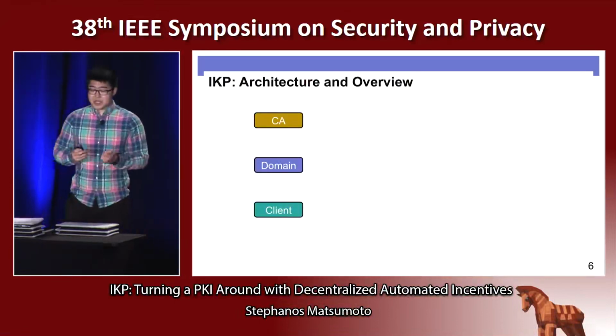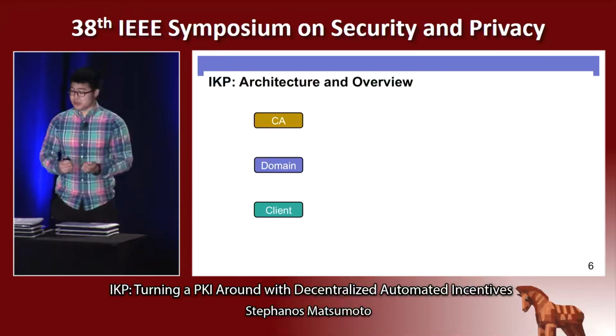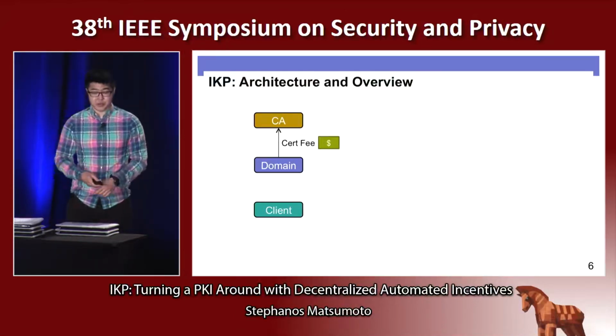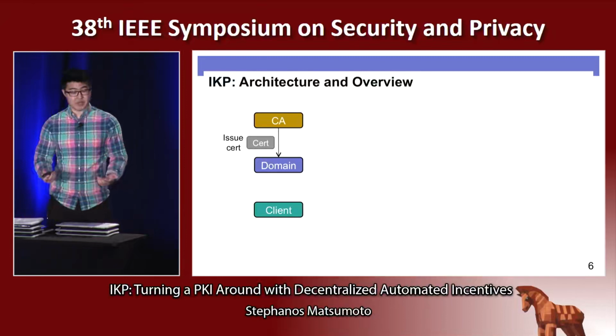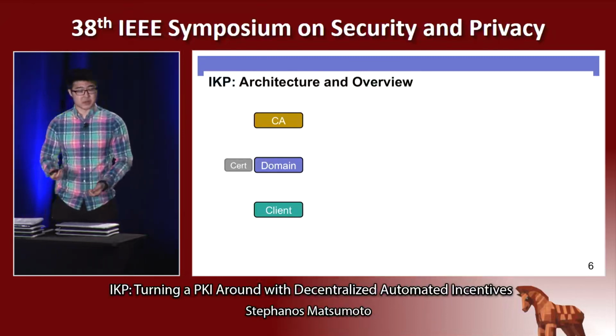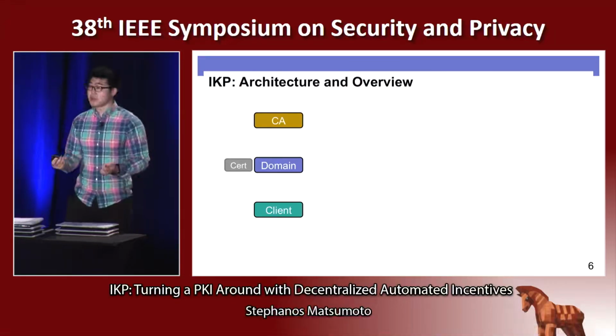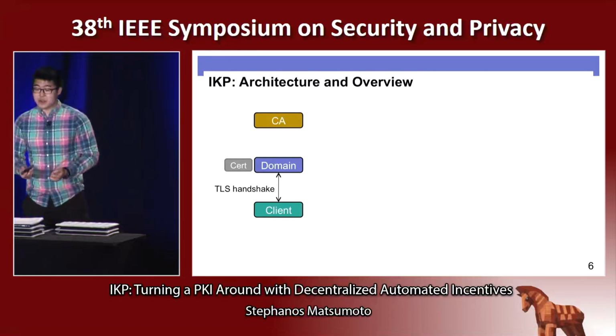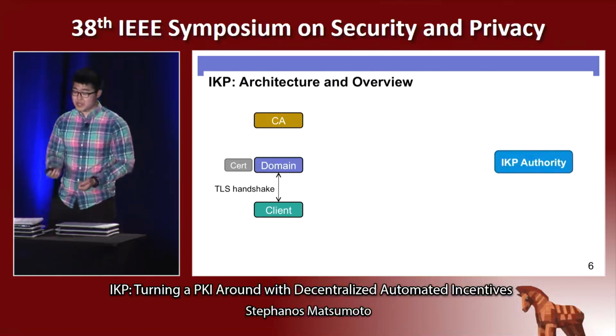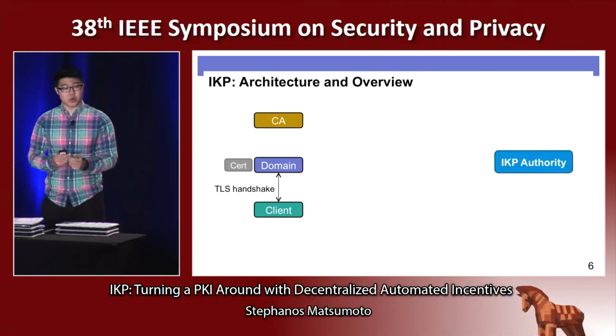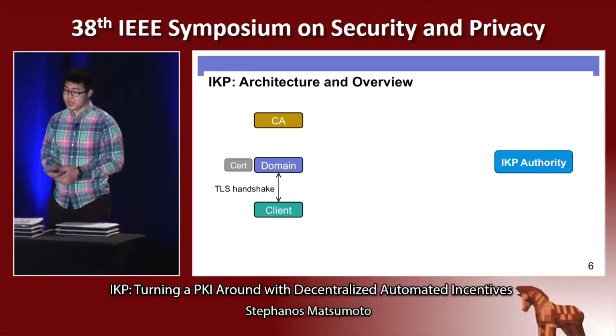So IKP is an extension to the standard TLS infrastructure. As in TLS, domains are going to pay CAs to receive certificates, and they can take those certificates and present them to clients during the TLS handshake. Now, we add an entity called the IKP authority, who is responsible for the core functionality of IKP.